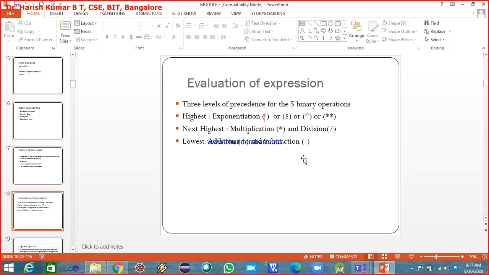Say where I have the example in my next slide, I'll show you. Whenever you write an expression with all of these operators, how are you going to evaluate it? First you will give the highest precedence to exponentiation. Then you will give the precedence to multiply or divide. If you have both multiply and divide, they have equal precedence, so you have to follow left to right associativity. Then the next lowest precedence goes to plus or minus.